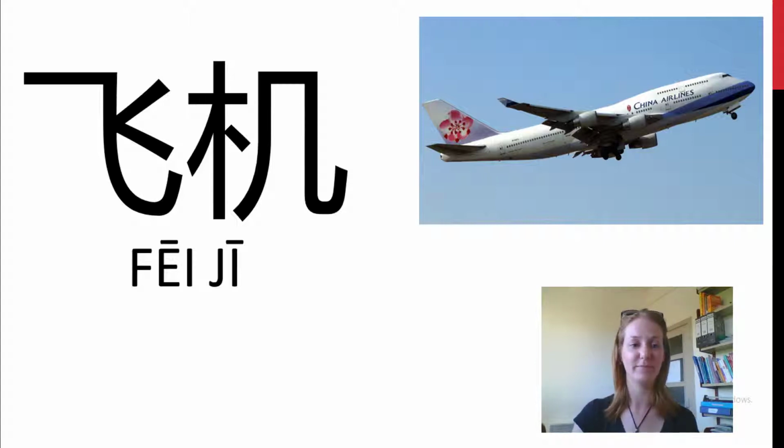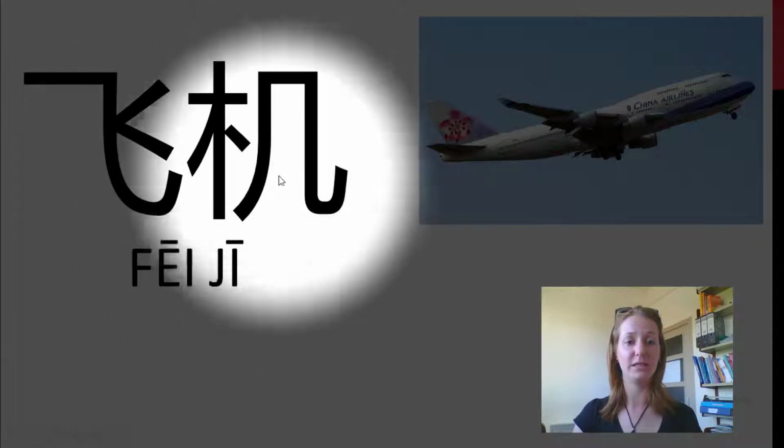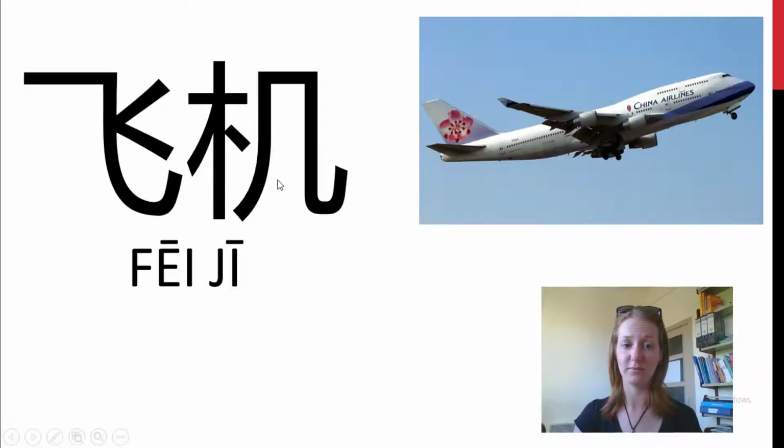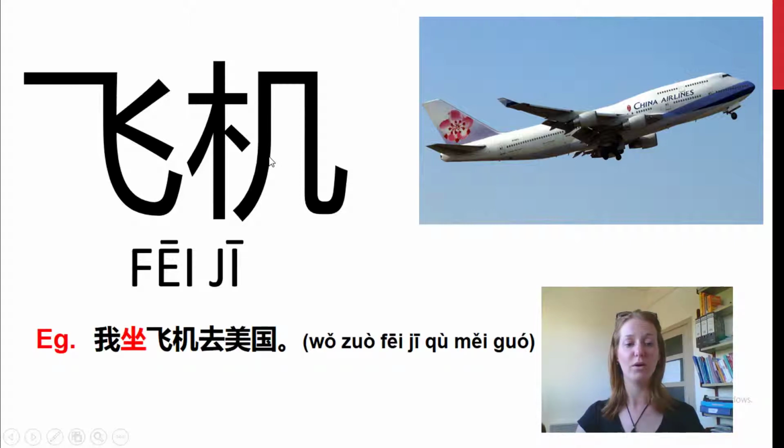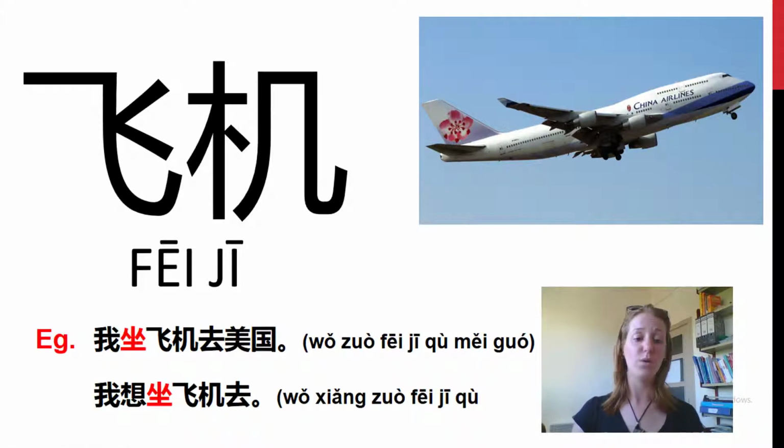这是什么? 不是车. 这是飞机. 飞机. Literally, this character is flying. 飞机 is machine. So flying machine is our plane. 我坐飞机去美国. Or 我想坐飞机去. I want to go by plane. 我想坐飞机去.